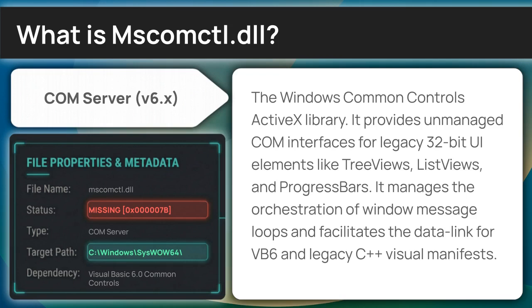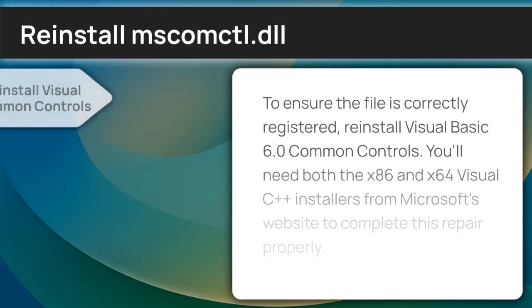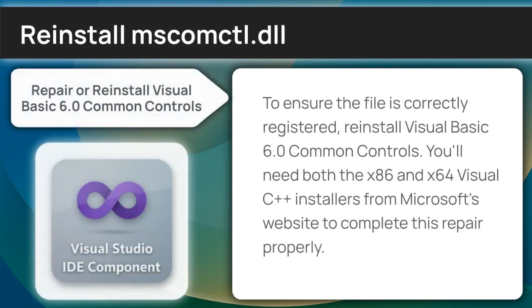Since we've identified what's missing, let's try the official recovery method. To ensure the file is correctly registered, reinstall Visual Basic 6.0 Common Controls. You'll need both the x86 and x64 Visual C++ installers from Microsoft's website to complete this repair properly.